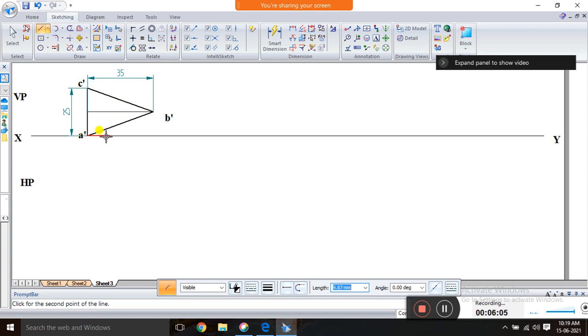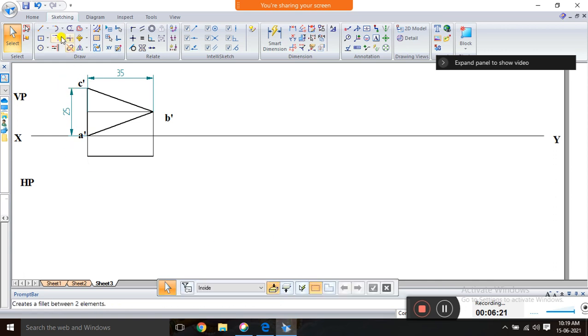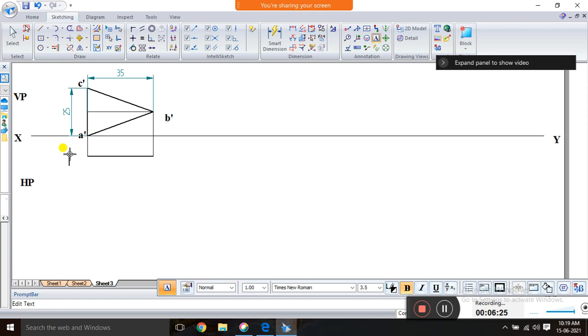Either you can write it on the XY line or you can take any convenient distance, no problem. So with the scale you just join these lines, okay, and this line you have to increase the thickness. That is what becomes the top view. So if you see from the top, C is visible, A is not visible and B is visible.